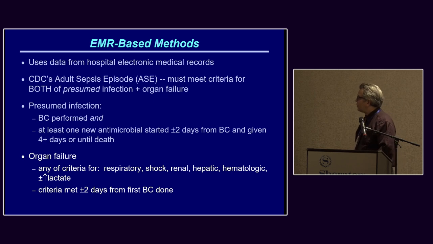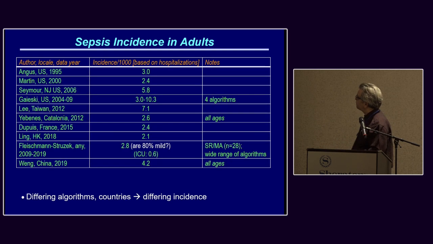The organ failure, there's specific criteria for each of these 6 organs. 1, 2, 3, 4, 5, 6. Really, lactate should be part of hypoperfusion, but it's a separate criterion. Okay? Okay, so this is the definition. So it doesn't use diagnoses that somebody wrote down. It uses this information from electronic medical records.